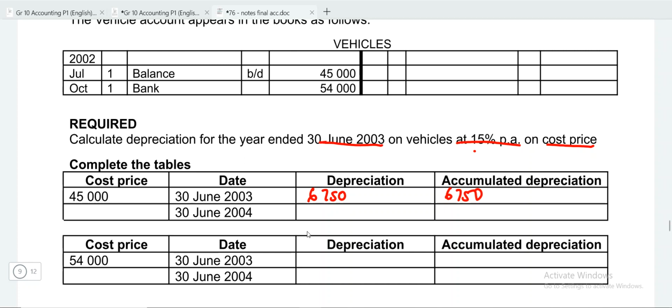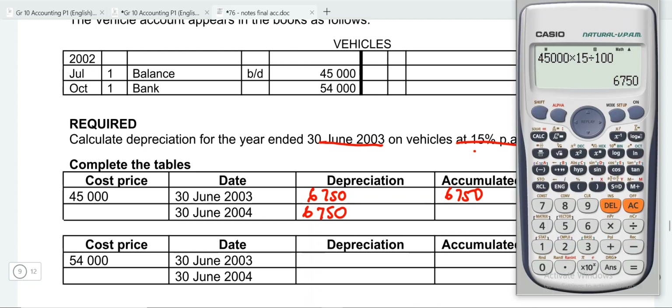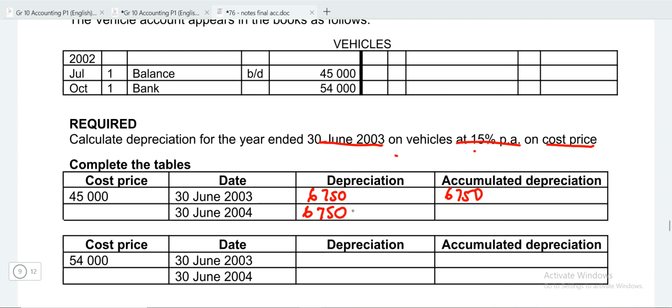Okay, now when we go to the next year, the depreciation will also be the same here, which is 6,750. Remember, the duration is the same for both years. Now, 6,750 multiplied by 2 is giving us 13,500. If you add this plus this, it will give you 13,500. So meaning that accumulated depreciation at the end of those 2 years is 13,500. And now we are going to move to a different example.